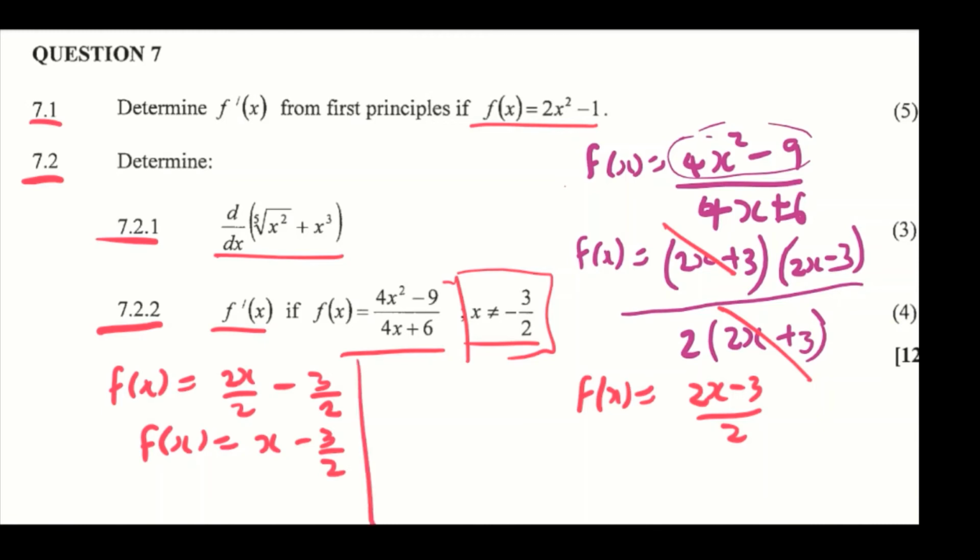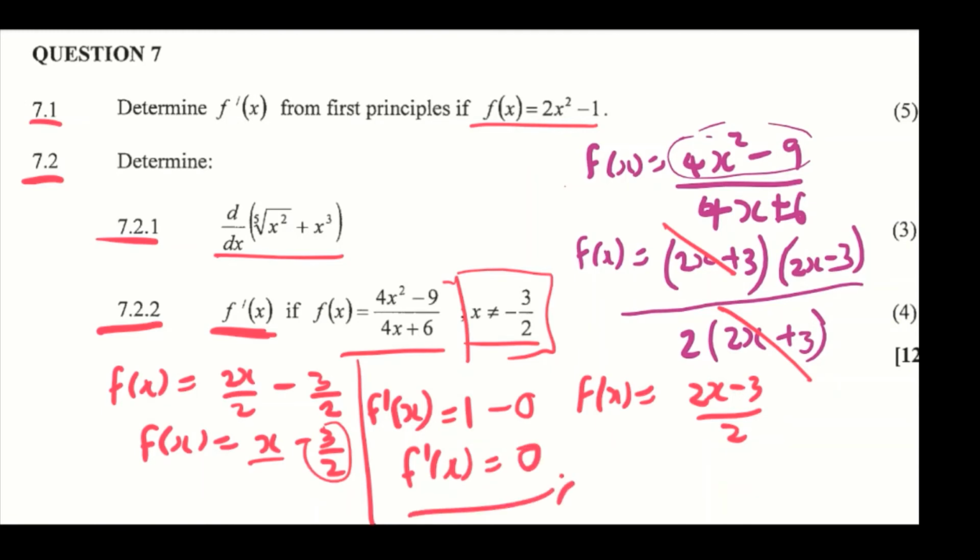Remember, we want to find the derivative of f of x, so f prime of x. The derivative of x is just going to be 1, and the derivative of 3 over 2 is 0, right? So f prime of x is equal to 0, so that is, oh no, sorry, why am I now concluding it's 0? So f prime of x is equal to 1. Yes, so that is it for this question.